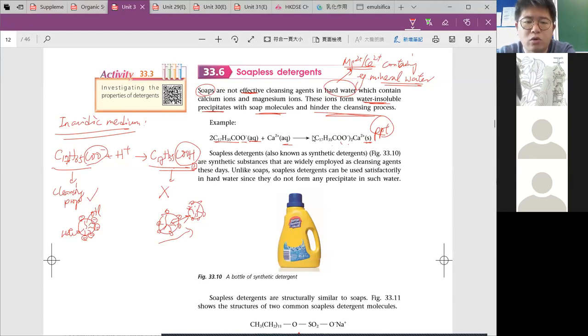So this is what I would like to talk to you about: in acidic medium or in hot water, what's the point of having soap? Now this one, what is that? We may see this precipitate. We've got another name for that, we call it scum, S-C-U-M, 浮渣. This is something not so soluble in water.